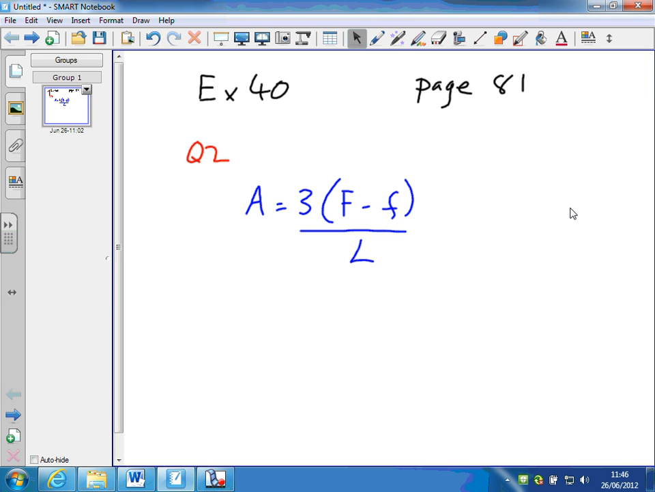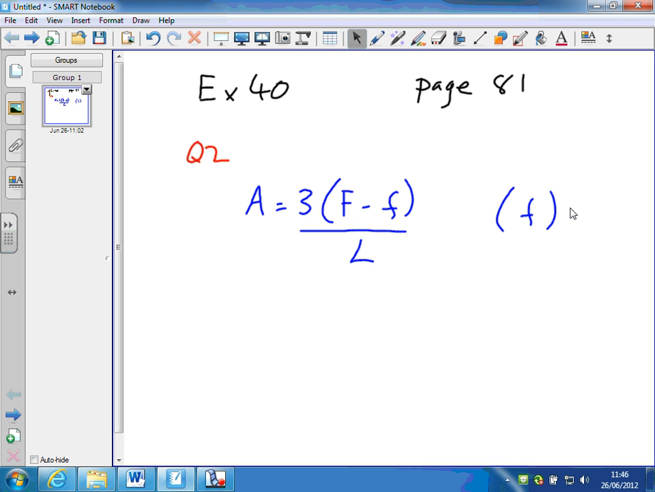Exercise 40, question 2. Rearrange this formula for little f. I'll go through the solutions. There are two possible ways to go about doing this, as in question number 1, which come up with the two solutions given in the text. At any point you could pause and see if you can carry on and finish. At the end, I'm going to ask you to have a go at rearranging the formula for capital F.